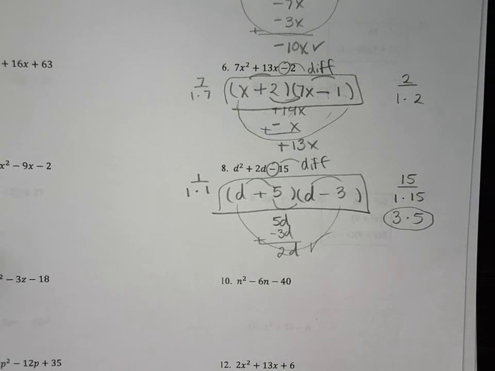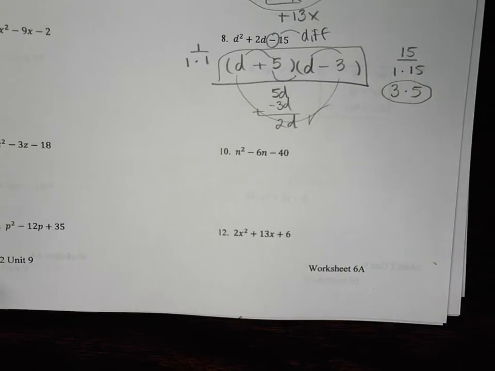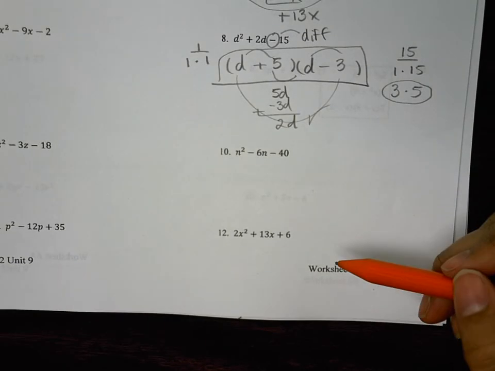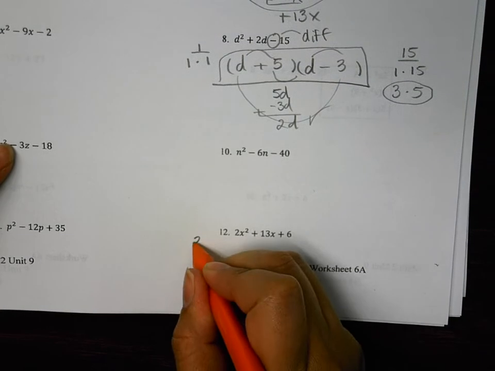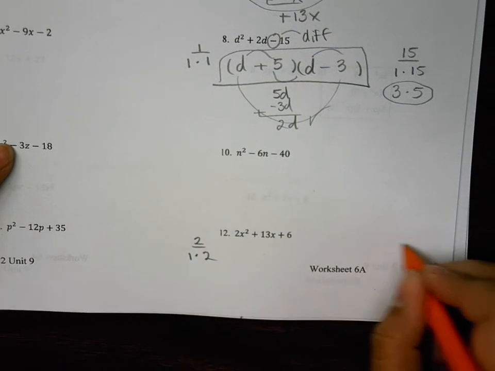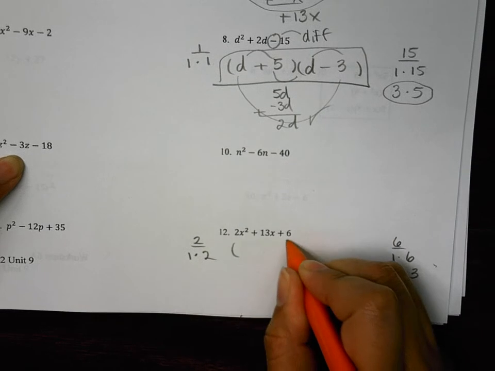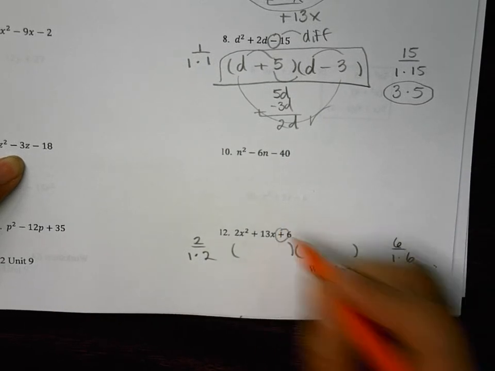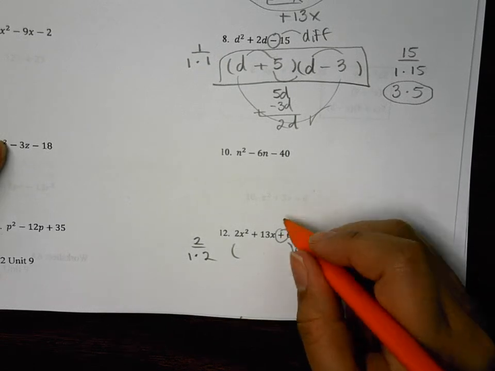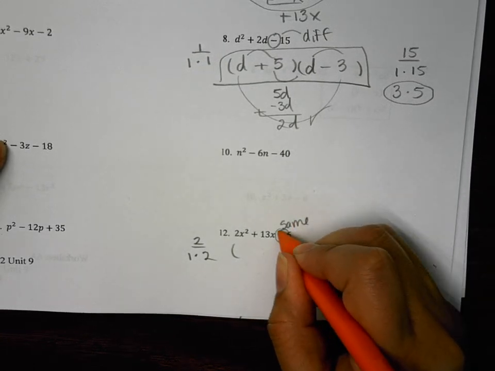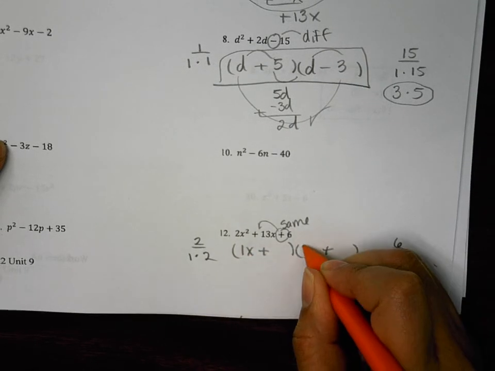How are you guys feeling about these? They're not too bad? Would you like me to do 10 or 12? 10's the easier one because of the 1. 12. Okay. 2 is 1 and 2. 6 is 1 and 6 or 2 and 3. This tells me the two signs are what? The same. And the neighbor tells me that they are both positive.